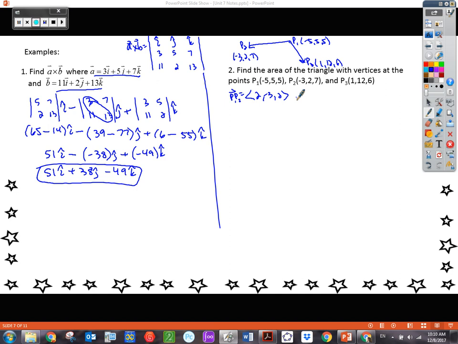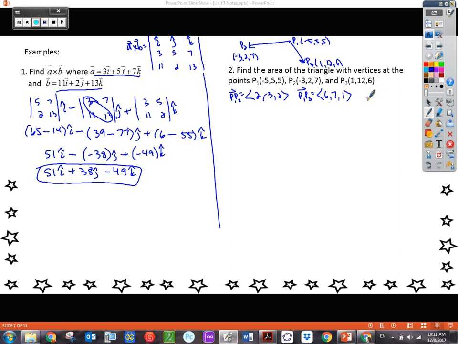Okay, so the second vector that we need to write is P1, P3. So for the vector P1, P3 we'll go 1 minus negative 5, which is 6. And then we would do 12 minus 5, which is 7. And then we would do 6 minus 5, which is 1. So now we have our 2 vectors.